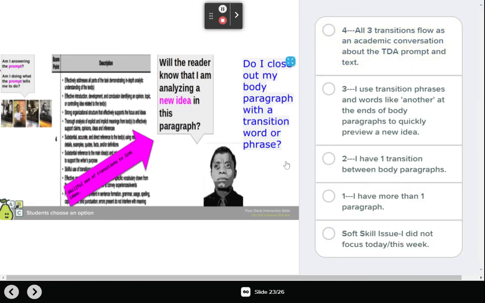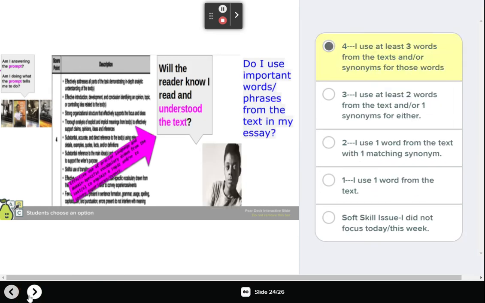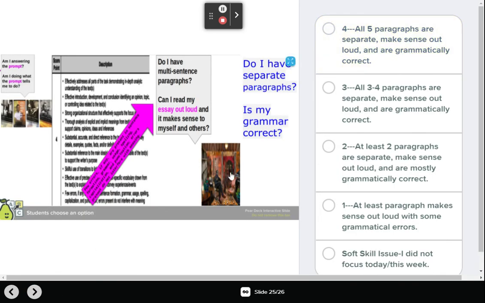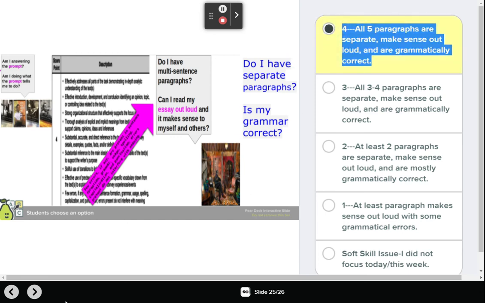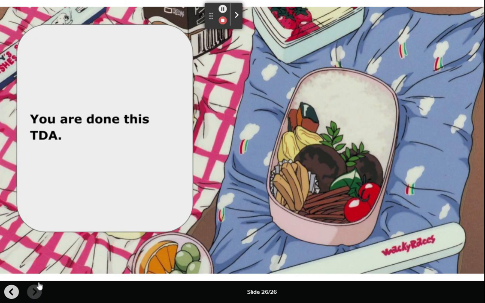Do I close out my body paragraph with a transition word or phrase? I think the phrase following a conditional sentence can definitely be useful in getting us to the next idea, and talking explicitly about structure. Mentioning that prompt explicitly really helps. Do I use important words, phrases, or context from the essay? Oh yeah, I use exact quotes. You know it. Do I have separate paragraphs? Is my grammar correct? When I read it on Vocaroo, does it make sense? It does. Yay.